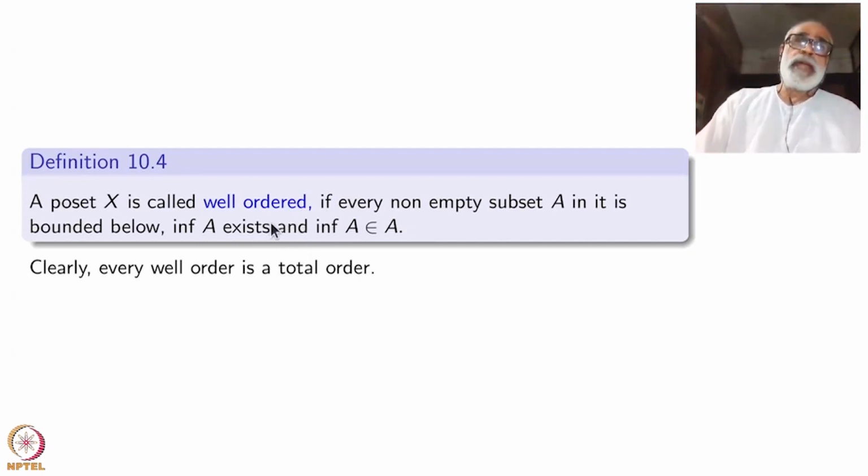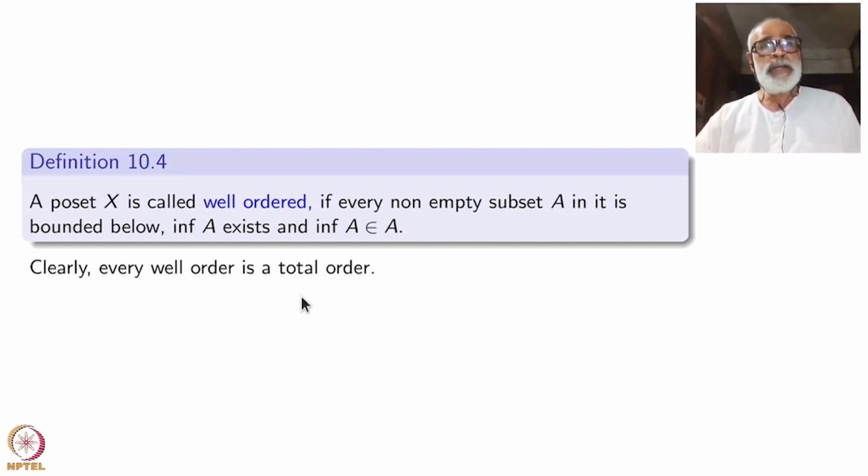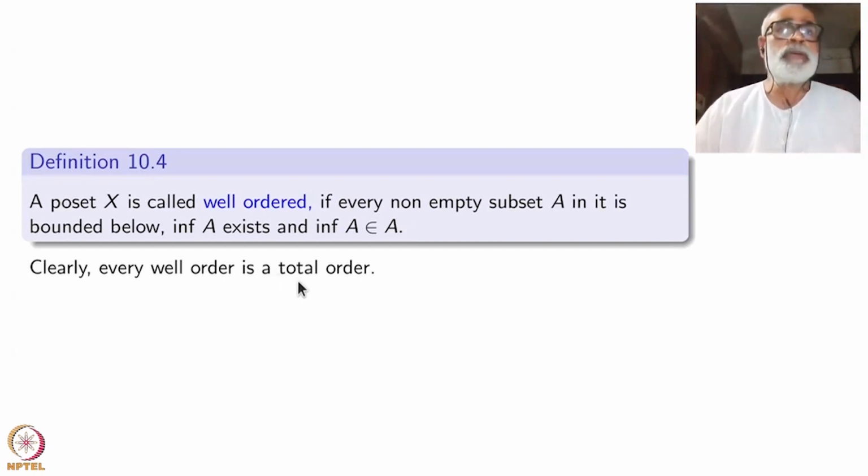Okay, so the natural numbers are also totally ordered, right? But what is well ordered? Automatically it will be totally ordered. Why? Take any two elements x and y. That's a subset, and that subset must have an infimum. That infimum must be inside that subset. That means the infimum is one of the elements x or y. If it's x, then x is less than or equal to y. If it's y, then y is less than or equal to x. So one of the orders has to be there. So automatically a well order is a total order.